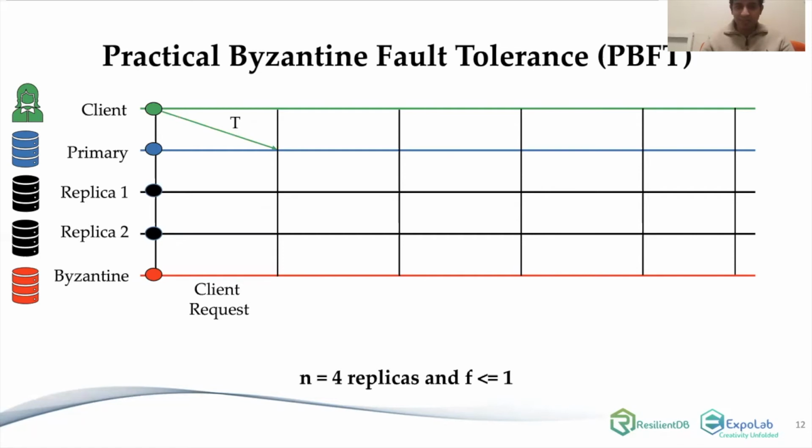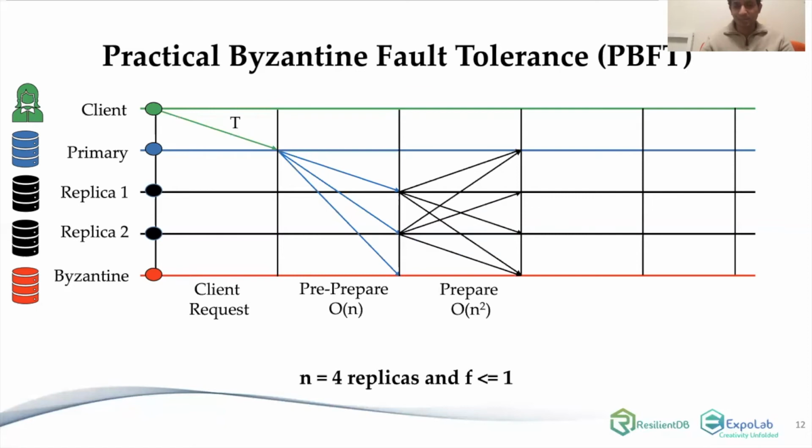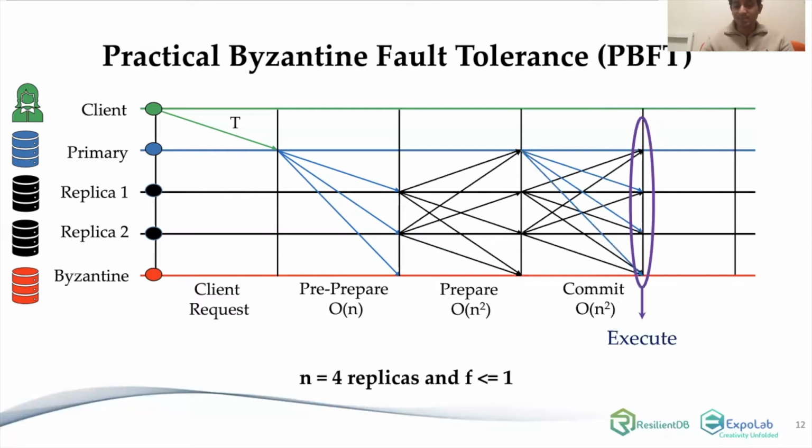The primary assigns it a sequence number and tells it to all other replicas by sending a pre-prepare message. Now, each replica which gets this pre-prepare message from the primary agrees to support this ordering by the primary, and it does so by sending a prepare message. Now, once a replica receives prepare messages from a majority of other replicas, basically from n minus f other replicas, it gets a little more guarantee that a majority of good replicas also heard about this transaction. So they go ahead and send a commit message.